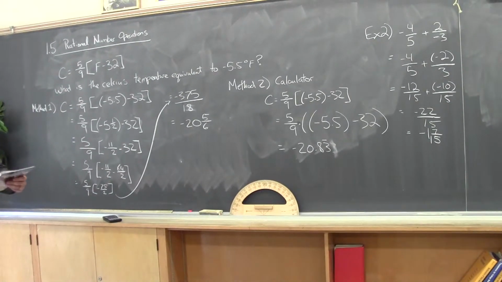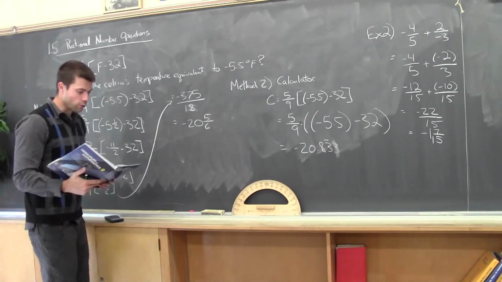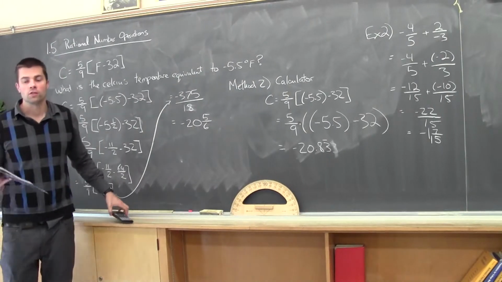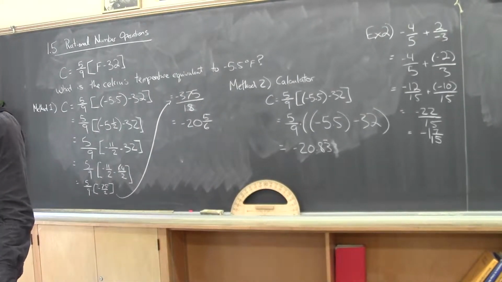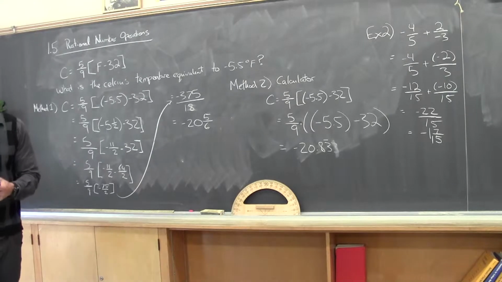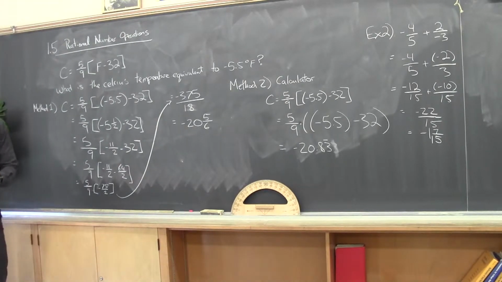Okay, this is rational numbers 1.5. So, rational number operations. Again, just reviewing what a rational number is. Who can tell us? Jesse, nice and loud. We just talked about it. Rational number, what is that?